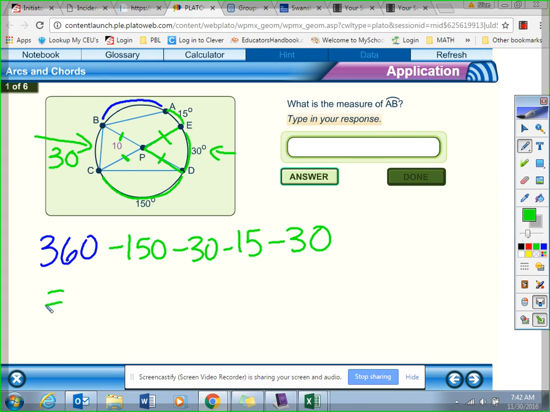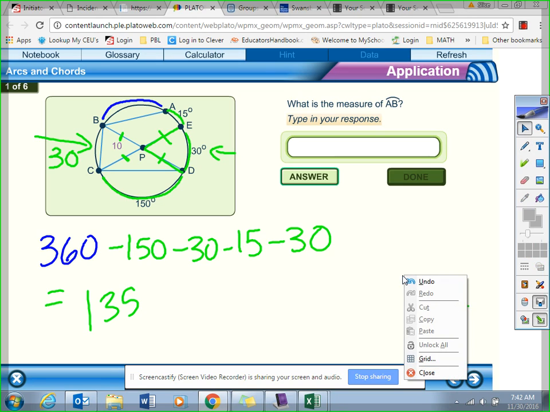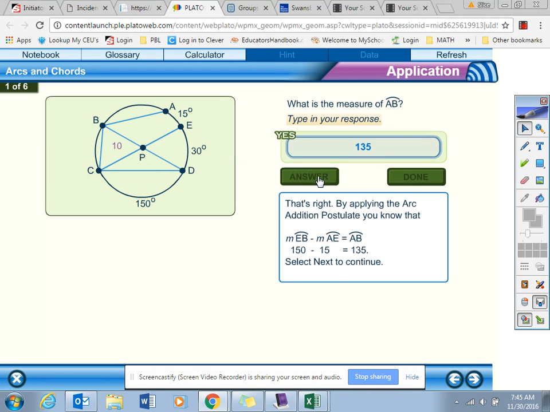We shall get an answer from subtracting all of that. And so let's do it. So if I do 360 minus 150 minus 30 minus 15 minus 30, we get 135. So let's see what's going on with this. Let's see if we get 135. Oh, yes, we do. So we're good to go.